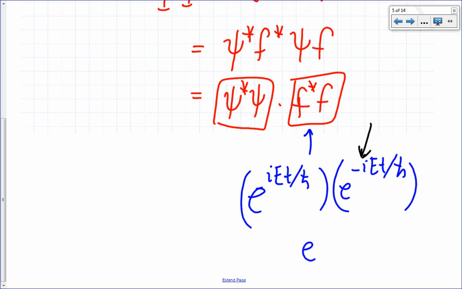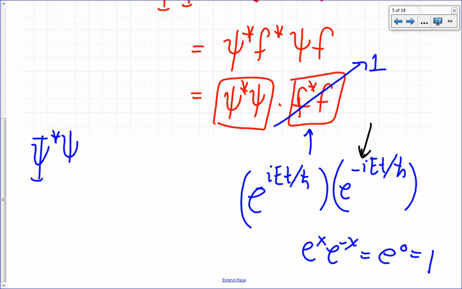So this is really like e to the x times e to the negative x. What would that be equal to? E to the 0, which is just 1. So this one will just be equal to 1. So what we're saying is big psi star times big psi is just equal to little psi star times little psi. So it's independent of time.